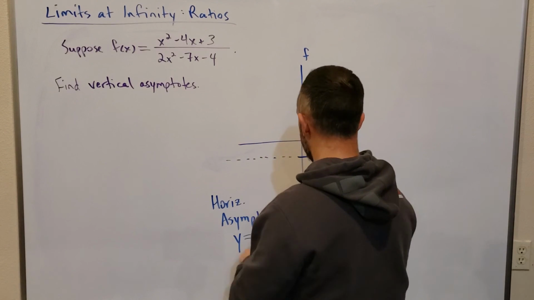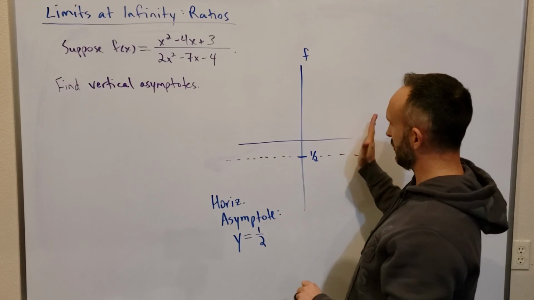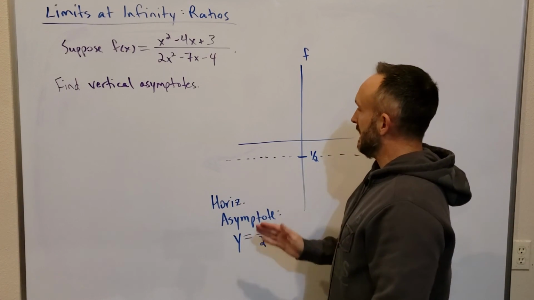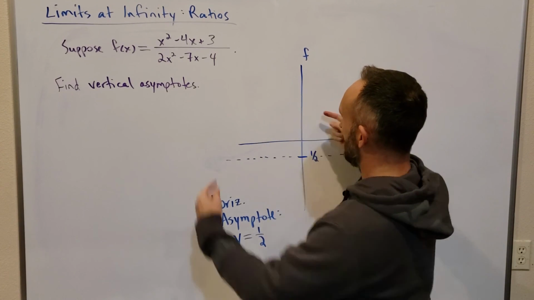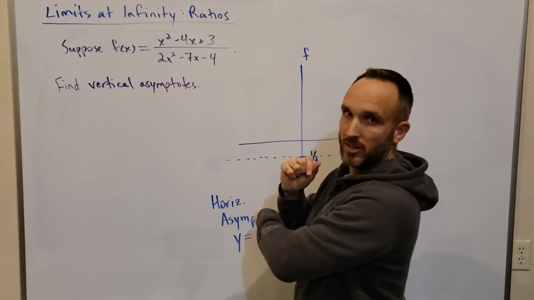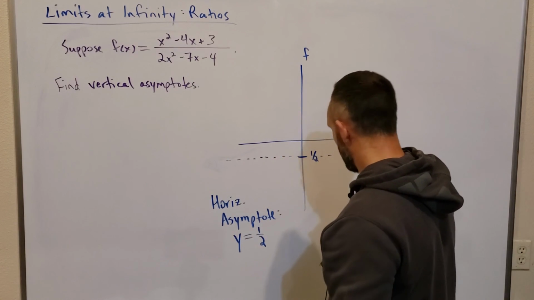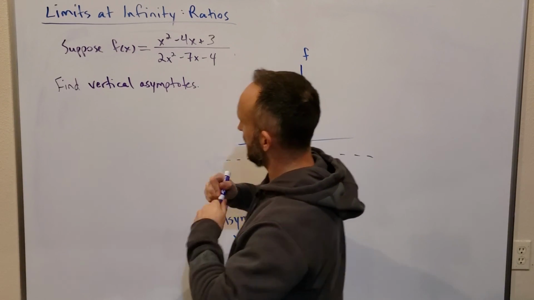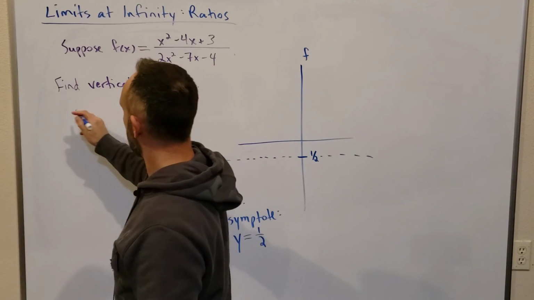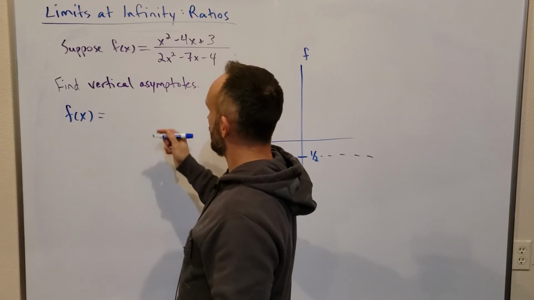Vertical asymptotes run this way. They're at x values on the graph, not at y values like horizontal asymptotes. If you have a vertical asymptote, that means as you're getting close to it from one side or the other, the y values are going to go to infinity or negative infinity. That happens when you're dividing by 0. So what we could do here is rewrite our function. We could factor the denominator.